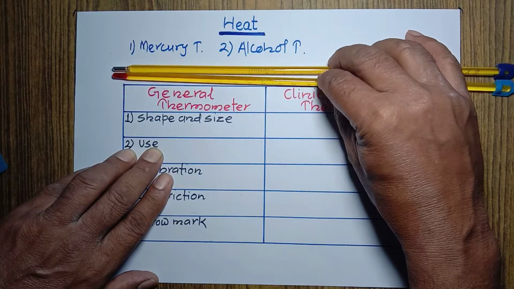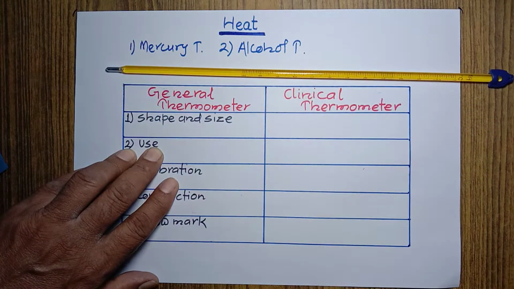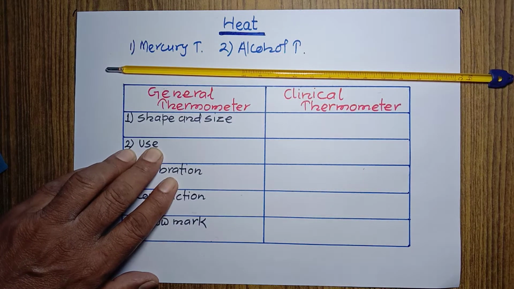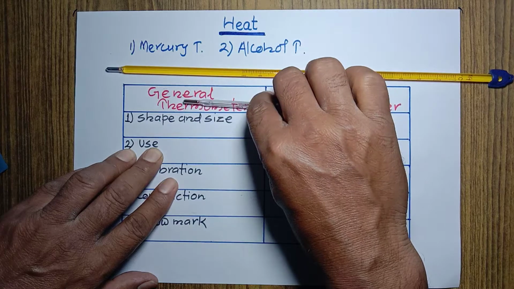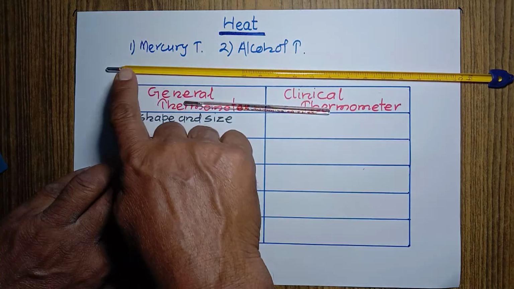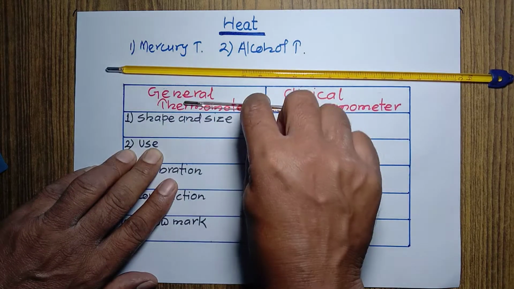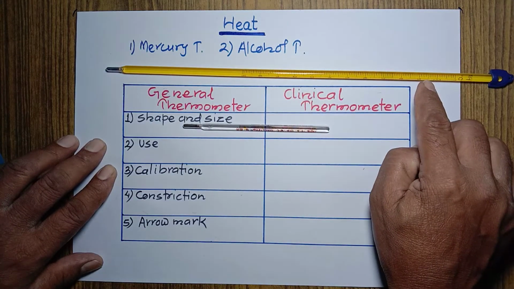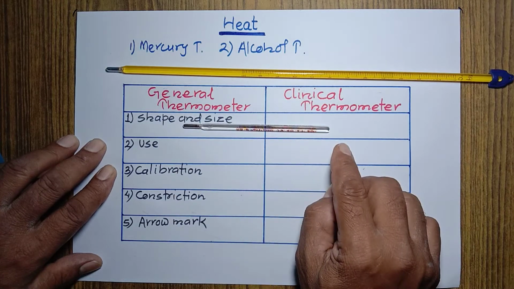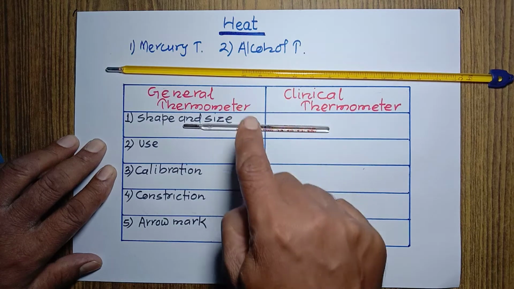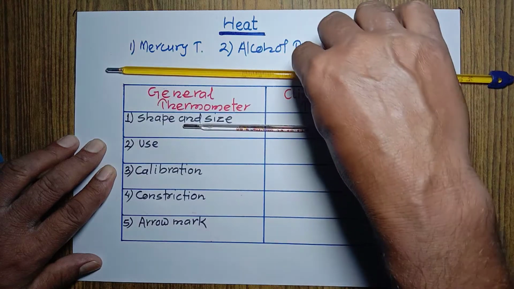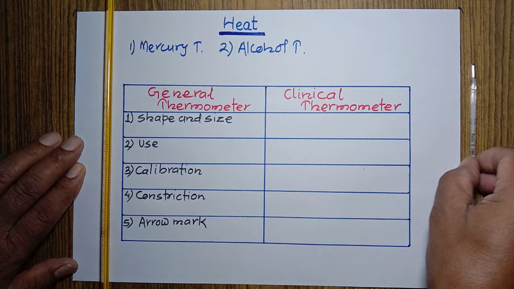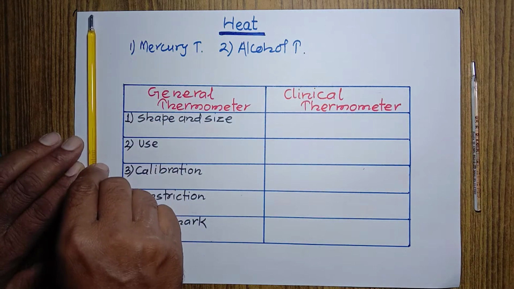But today we are going to focus on another matter. I don't want to show this alcohol thermometer now. I want to show you another type of thermometer. It's like this. This is also a mercury thermometer, but this is called general thermometer and this is called clinical thermometer. General thermometer and clinical thermometer, these two. Now we are going to find out differences between these two.